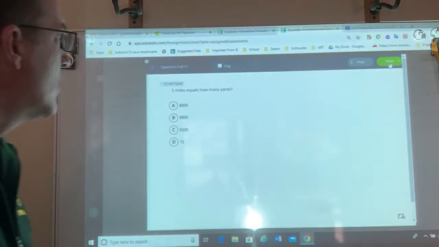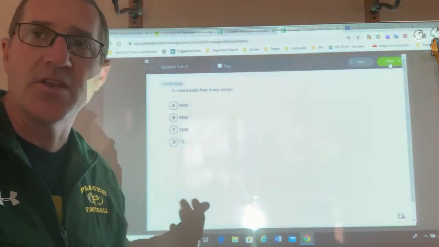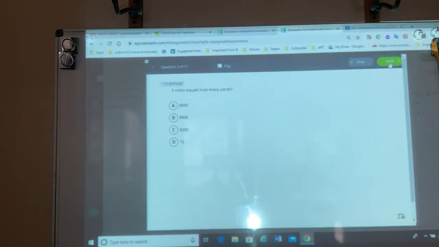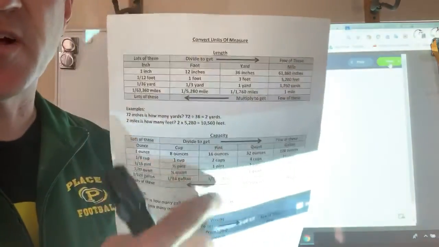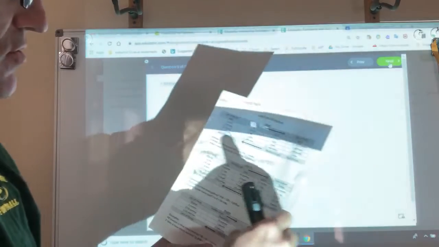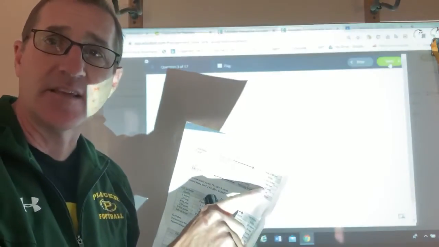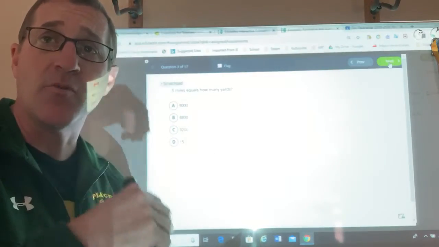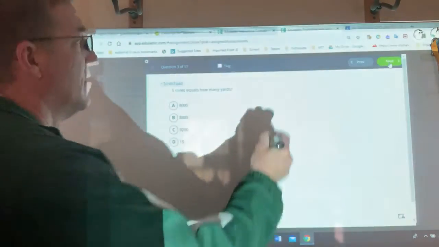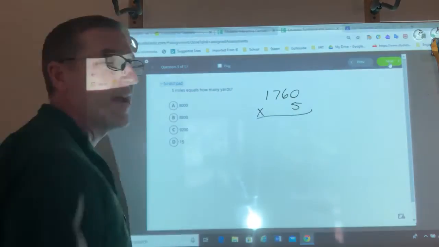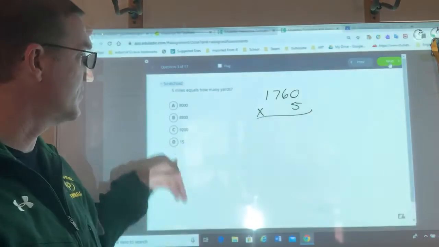If I want to go from miles to yards, I got to know how many yards are in a mile. So please make sure that you always check your chart, right? Because your chart has all the conversions on it. And if I look at this and I go to mile and I go to yards, it's 1,760. So that's 1 mile. If I have 5, I'm going to multiply, right? So I'm going to take 1,760 and multiply that by 5, right? And that's all I've got to do, and then see which one of these it's going to match.